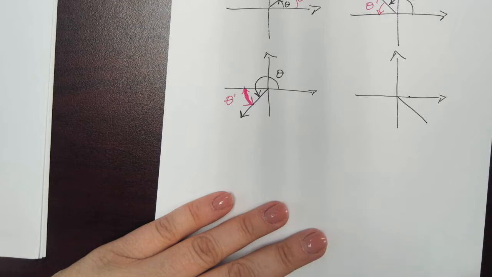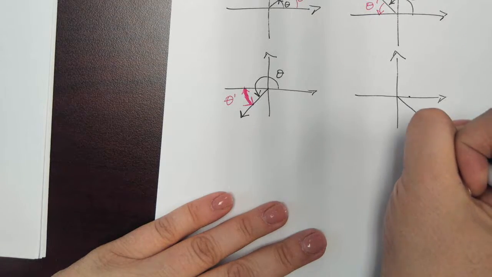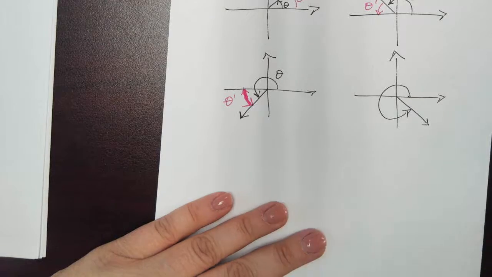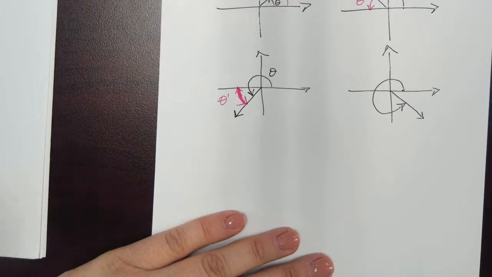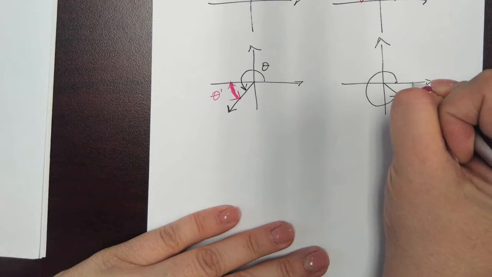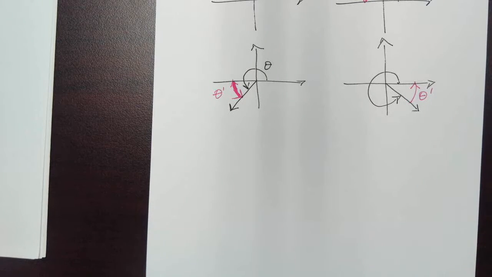Okay, if I'm in quadrant 4, theta comes all the way around like this, and my reference angle is going to be drawn this way.